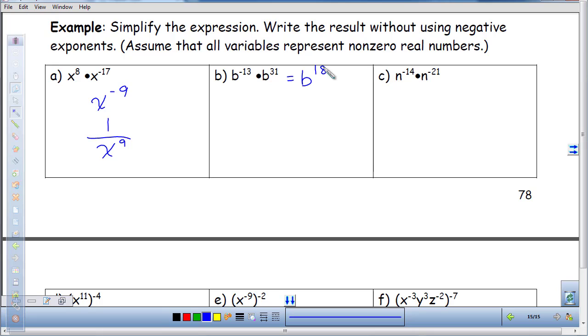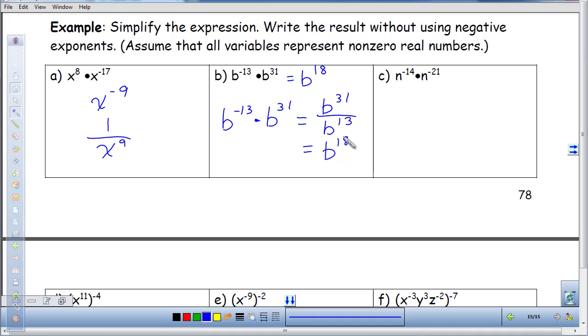Okay. Now, there are a couple of ways to do it, but this was fine. We also could have said, okay, we got b to the negative 13 times b to the 31st. I could have moved this at first. We would have had b to the 31st over b to the 13. Then we would do what? Subtract. And so that should still come up to b to the 18th. Okay.